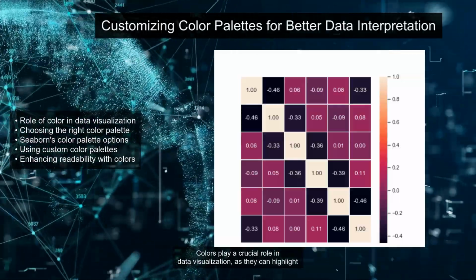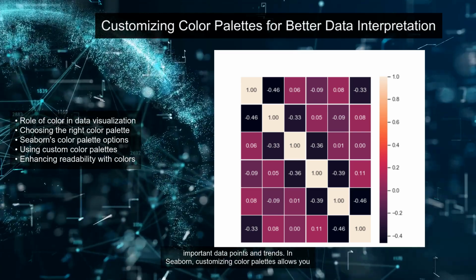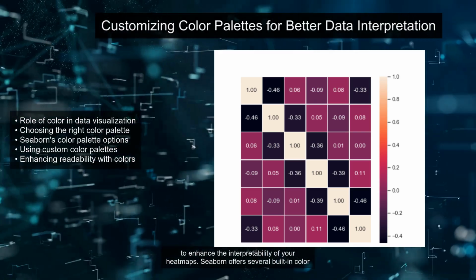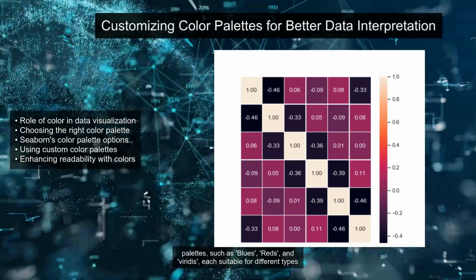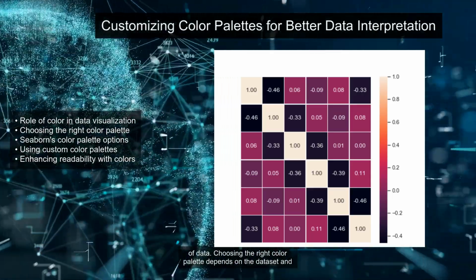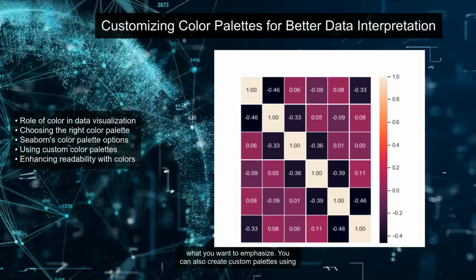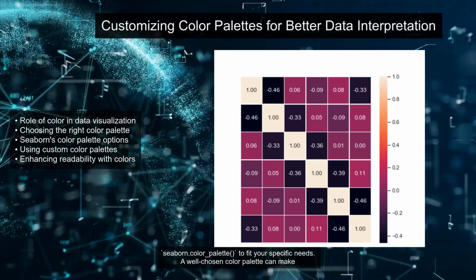Colors play a crucial role in data visualization, as they can highlight important data points and trends. In Seaborn, customizing color palettes allows you to enhance the interpretability of your heat maps. Seaborn offers several built-in color palettes, such as blues, reds, and viridis, each suitable for different types of data. Choosing the right color palette depends on the dataset and what you want to emphasize. You can also create custom palettes using Seaborn.color_palette to fit your specific needs.